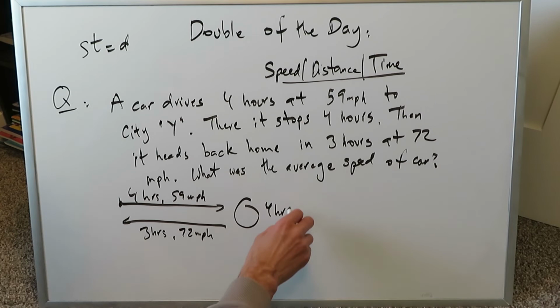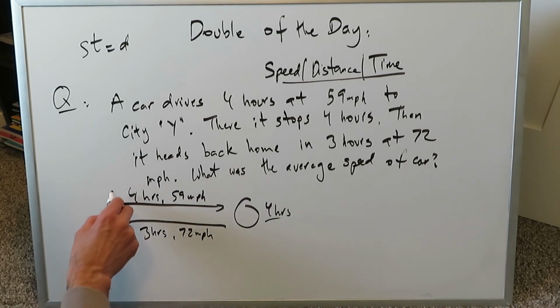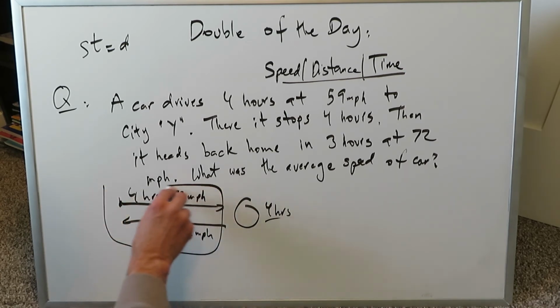Now this part right here, the 4 hours, is designed to trick the student because it has no relevance to the question at all. It doesn't matter if it stayed here for 40 hours, let alone 4 hours. The average speed of the car during the trip is only when it's moving, and this is the only part you look at.